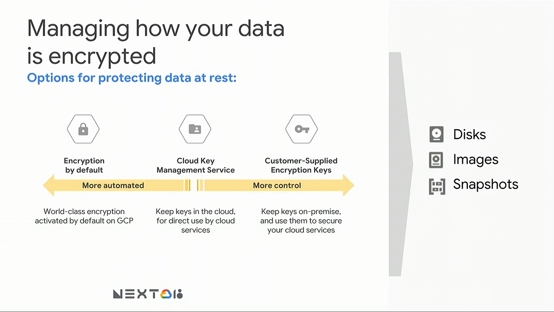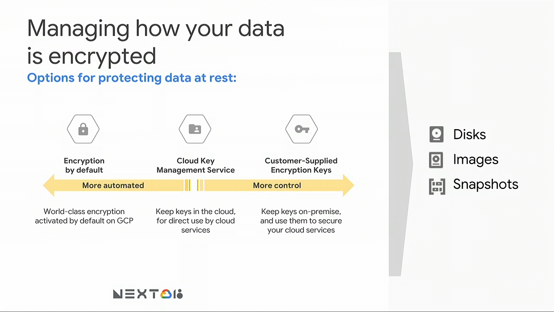What I'm talking about here is the options that we give you all in GCE, in Google Compute Engine, for how we actually do that encryption at rest. Here you see we have 3 different options. I'll go left to right, and they kind of fall on the spectrum of automation. So how much control we give versus how automated the encryption actually is. We'll start with the one on the left, which is encryption by default.